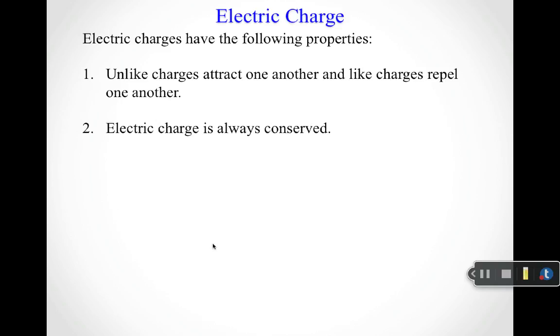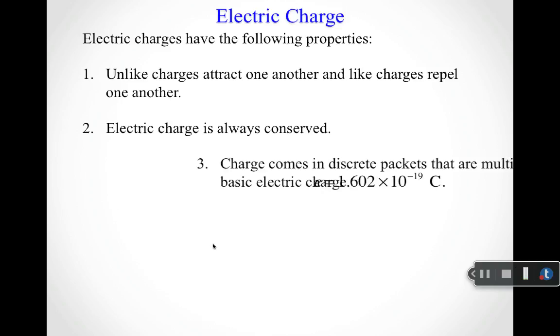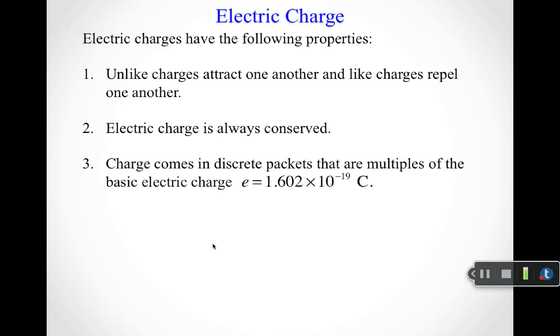Now, in addition, electric charge is always conserved. So particularly when we talk in terms of circuits, what we'll see is that when we talk about charges leaving or charges entering, those charges have to come from somewhere, right? So electric charge is always going to be conserved.